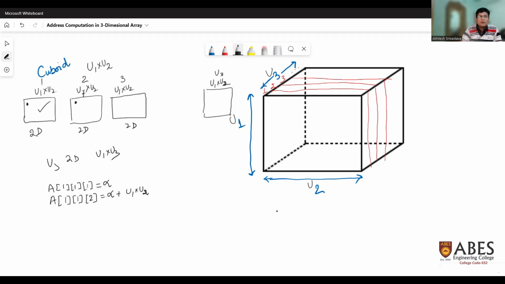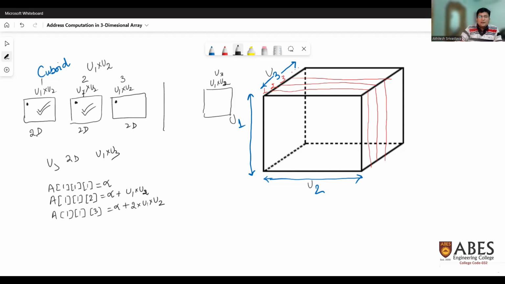So we will store all these u1 cross u2 elements before going to the next element in the second 2D array of size u1 cross u2. Similarly, the address of the element A[1, 1, 3] will be equal to alpha plus 2 into u1 cross u2. Why 2 into u1 cross u2? Because you must have stored the u1 cross u2 elements of this slice, and then u1 cross u2 elements of this slice.